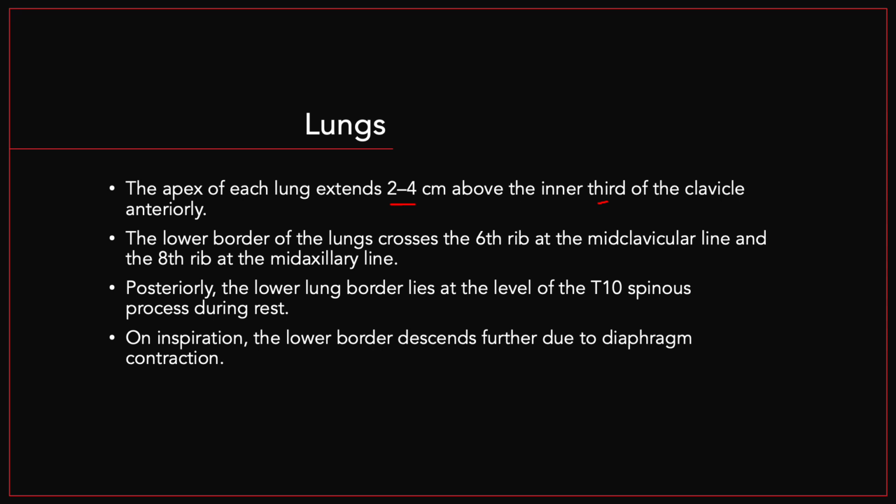The lower border of the lungs is going to cross the 6th rib at the mid-clavicular line and the 8th rib at the mid-axillary line. So if we think about that, the mid-clavicular line comes down, and it's just showing that shape of the lung, and then at the 8th. So here's our 6th, and then we come down to the 8th on our mid-axillary line where they wrap around. So posteriorly, the lower lung border lies at the level of the T10 spinous process during rest. All right. On inspiration, the lower border descends further due to diaphragmatic excursion, all right, or diaphragm contraction.